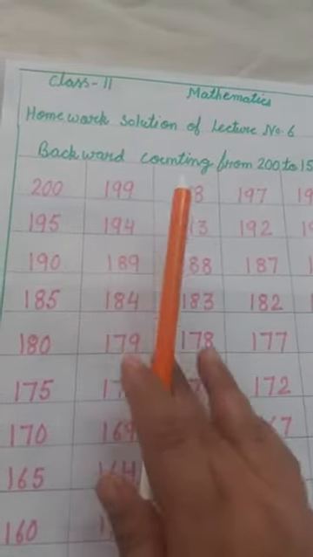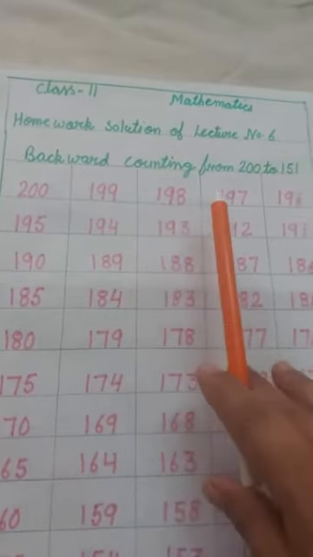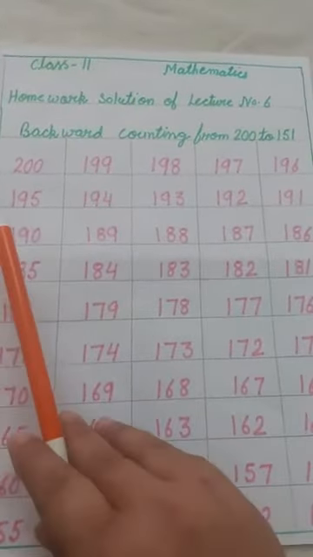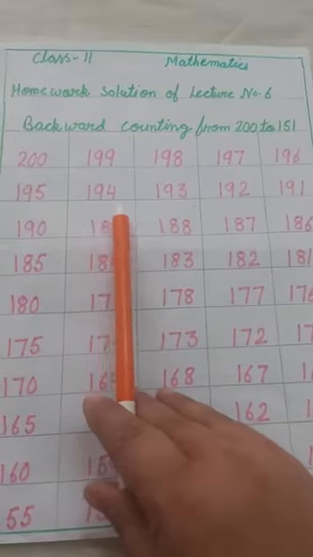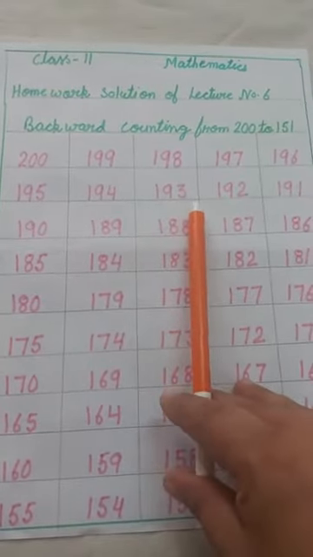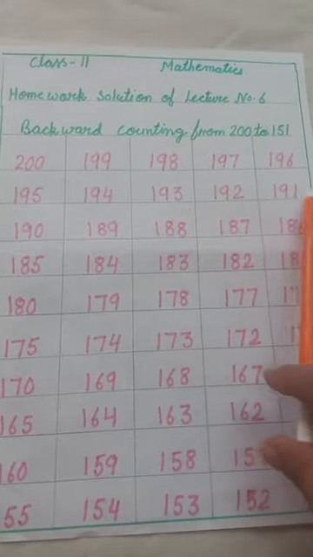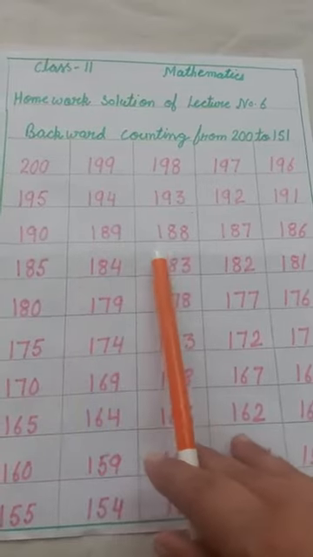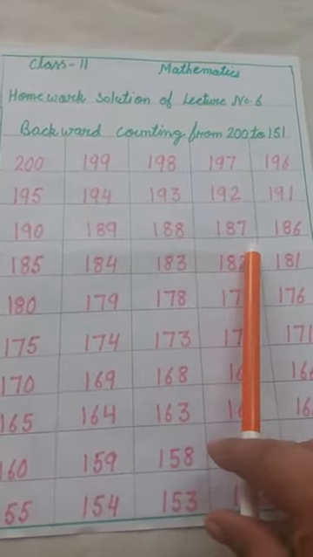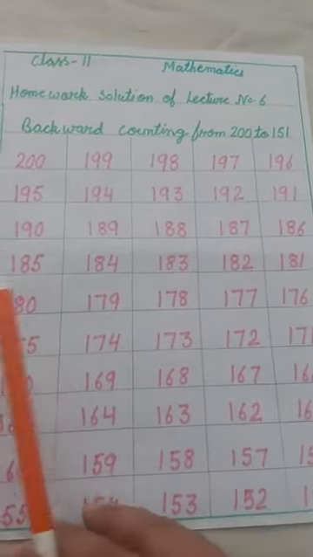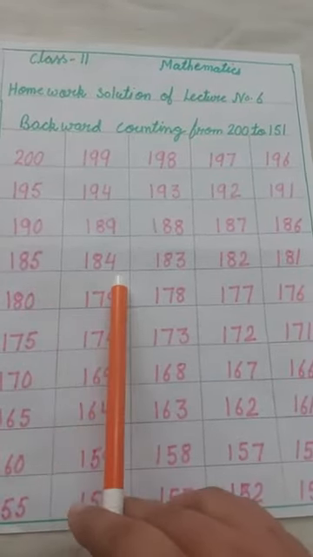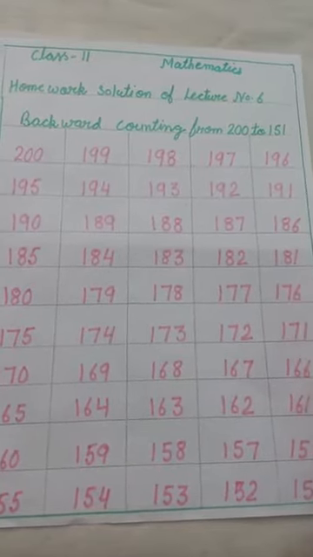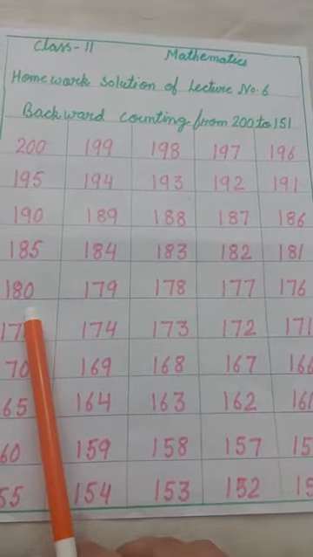199. Before 199, 198. Then 197, 196, 195, 194, 193, 192, 191, 190, 189, 188, 187, 186, 185, 184, 183, 182, 181, 180. अब 80 आ गया.